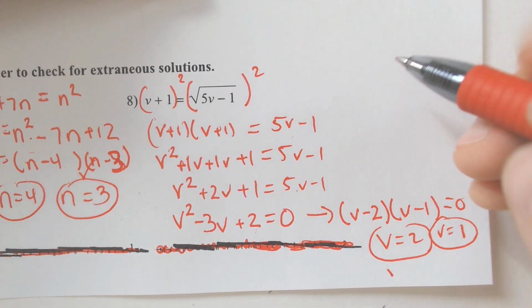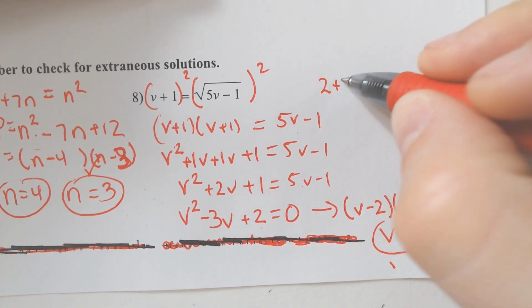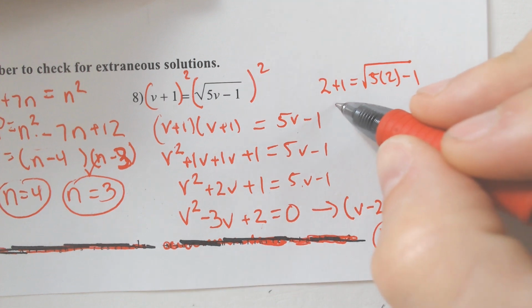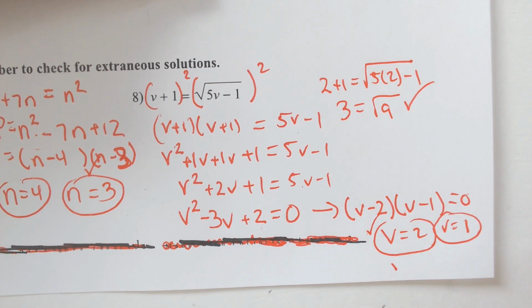From here, check your solutions. Make sure it works out. If I plugged in the 2, plus 1 had better equal the square root of 5 times 2 minus 1. Well, does 3 equal the square root of 9? Yeah, it works out. Check your solutions.